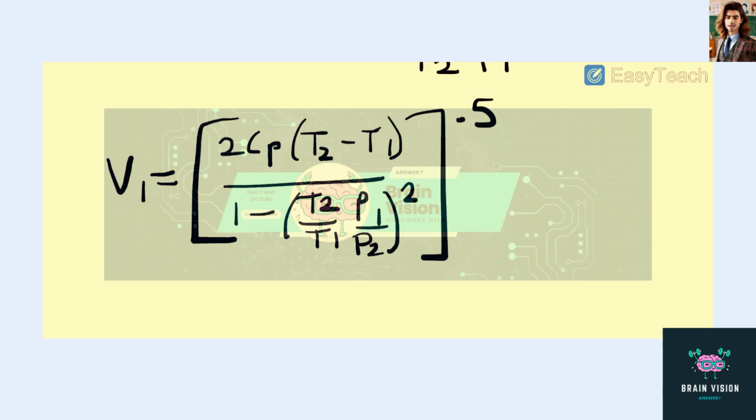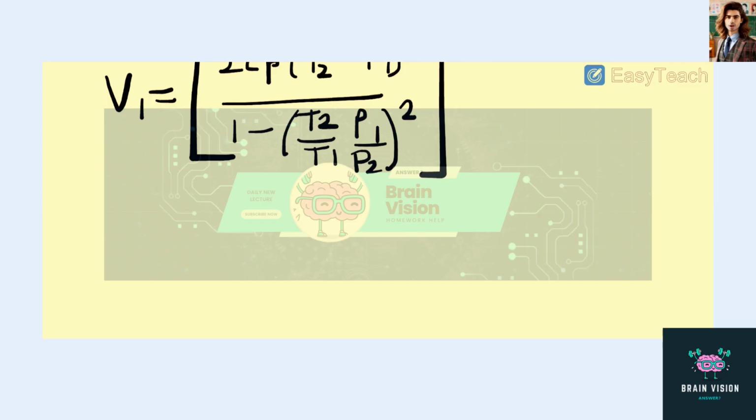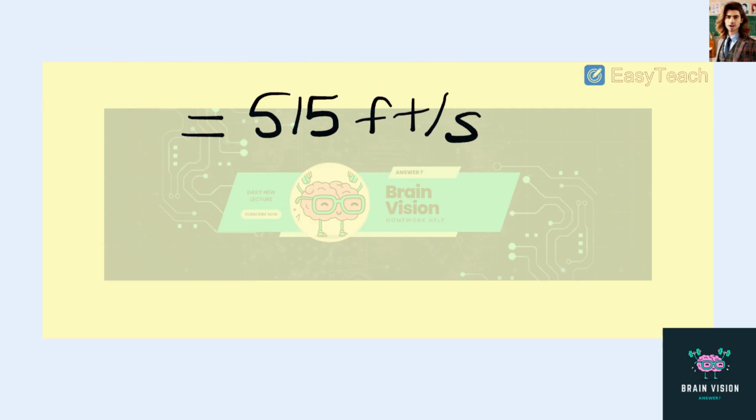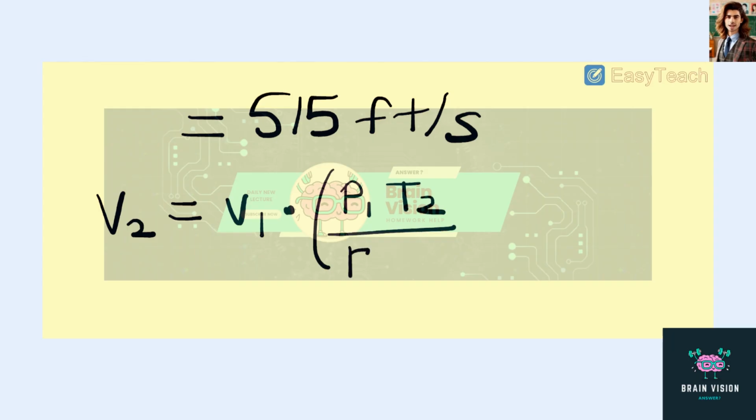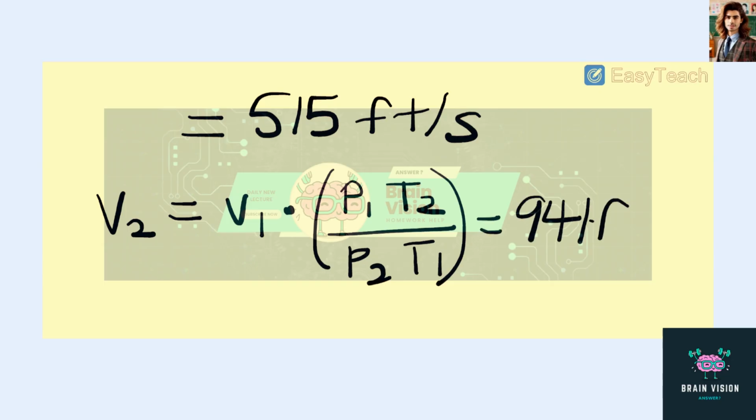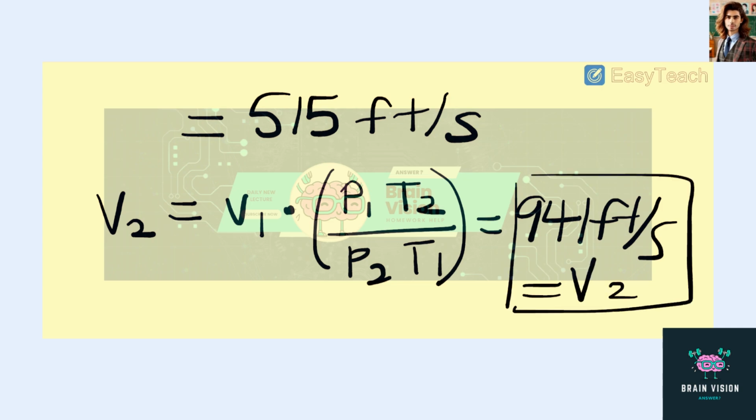Plugging in all these values and variables, we get an initial entry velocity of 515 feet per second. Now we can also solve for our exit velocity using the relation we solved for before. So V2 is equal to V1 times P1 T2 all over P2 T1, and this gives us a velocity of 941 feet per second. And these are our final answers.